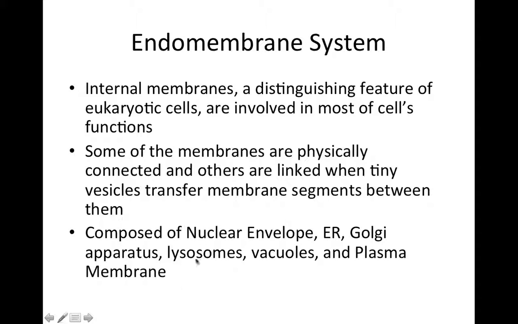Okay. And again, this endomembrane system, where you have some organelles with membranes attached or not attached, can include the nuclear envelope, the ER, the Golgi, lysosomes, and ultimately the plasma membrane. Remember, the plasma membrane is the lipid bilayer and membrane protein system of the entire cell.